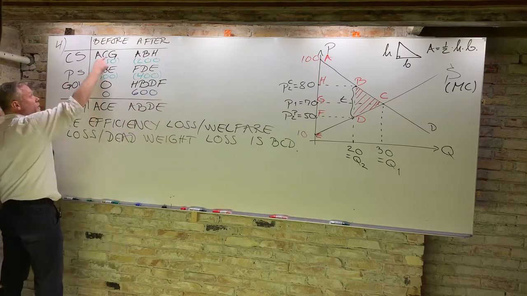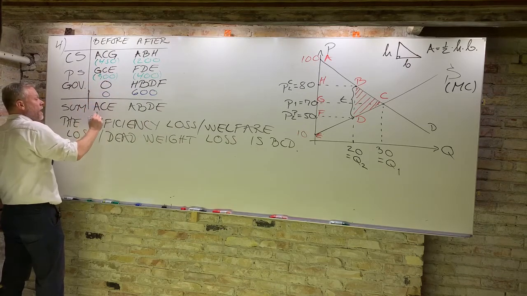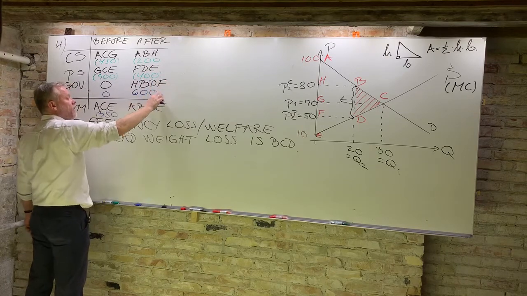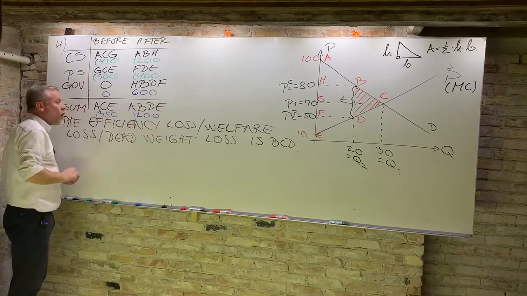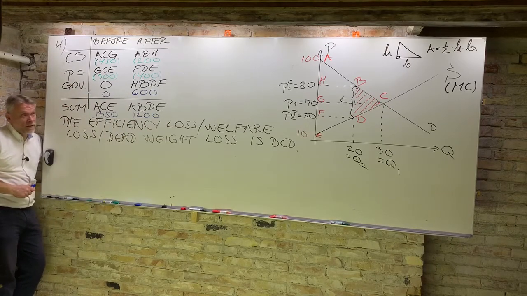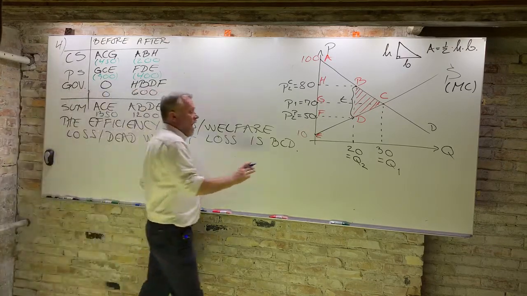And what you can then do is add the numbers here together, 450 plus 900 plus 0, that's 1350, and 200 and 400 and 600, that's 1200, and then you can compare these two. So if you had been asked to calculate the efficiency loss, it would be equal to 150.